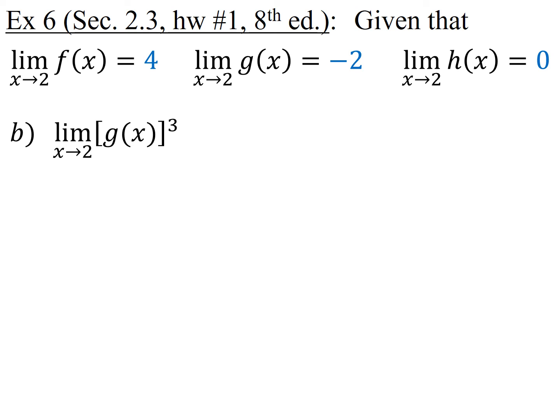Okay, so the idea here is we have a function and then a power, and there's a limit law that says when you have a function to a power, you can put the limit inside the bracket there, as long as the limit of the inside exists. So this one's actually pretty straightforward. It's only one step here. So I'm going to write down that the limit of g exists first. Limit as x goes to 2 of g of x. Well, it's given to us. It's negative 2. So it exists.